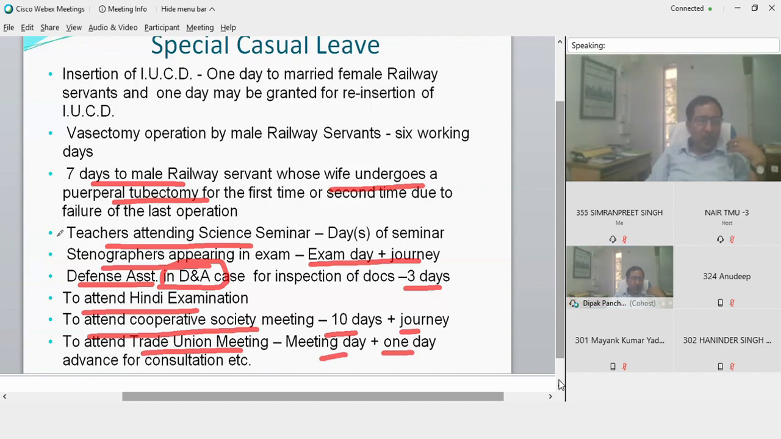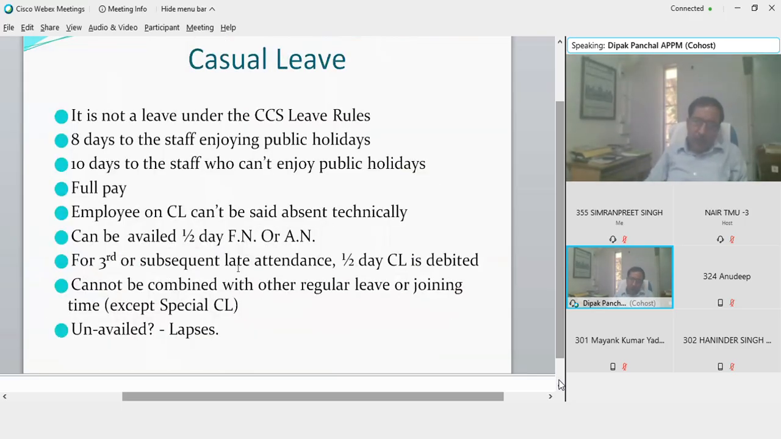And now the only thing remaining is casual leave, which is again not a part of leave rules. But you should know what are the rules associated with the casual leave. Those who are in the administrative office get 8 days of leave. And all others who cannot enjoy the public holidays get 10 days of casual leave. It is always full pay. It can be availed half day forenoon or half day afternoon.